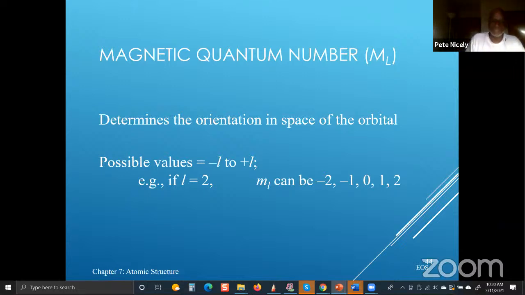Let me just give you another example. So let's say L is equal to 3. Then the possible values of ML would be plus 3, plus 2, plus 1, 0, minus 1, minus 2, and minus 3. If L was equal to 1, then the possible values of ML would be plus 1, 0, minus 1, all right? And so on and so forth, okay? So those are the corresponding ML values, and basically each ML value gives you some information about the three-dimensional orientation of the particular orbitals within that subshell in space.